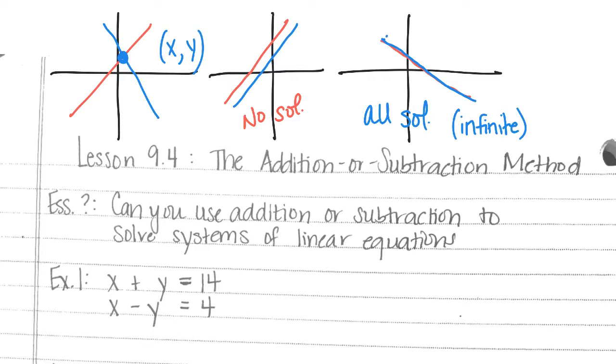So today we're going to use what we call the addition and subtraction method. The addition and subtraction method is also called the elimination method. So if you see this on Delta Math or Khan Academy, you will actually see the word elimination method.